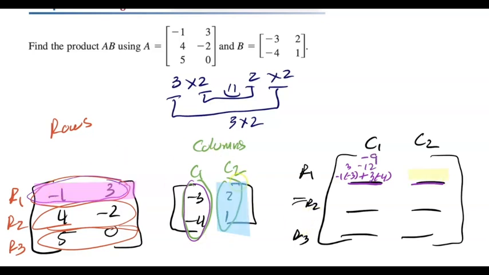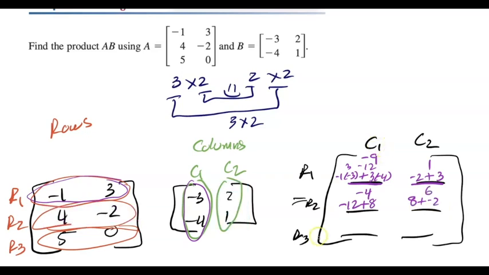And that's it. When I move on to the one right here, this is row 1, column 2. Multiply the first 2, -2. Add it to the next 2. 3 times 1, 3. So I get 1. And then move on. Row 2, column 1. Row 2 times column 1. I get -12 plus 8. That's -4. And then row 2, column 2. Row 2 times column 2 is 8 plus -2, 6.